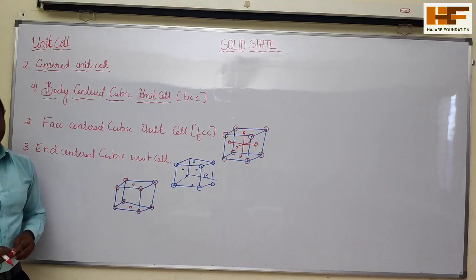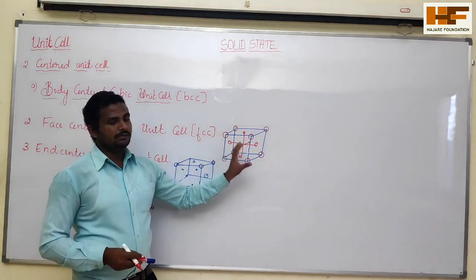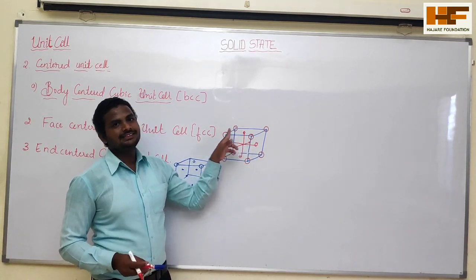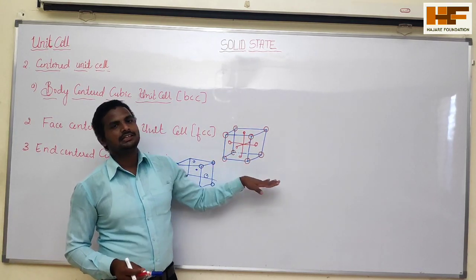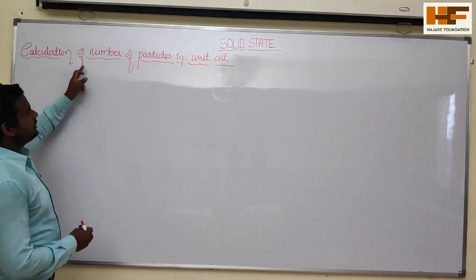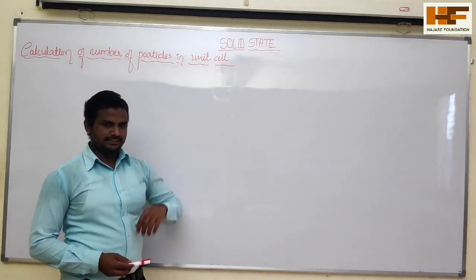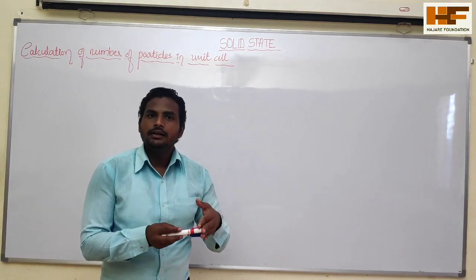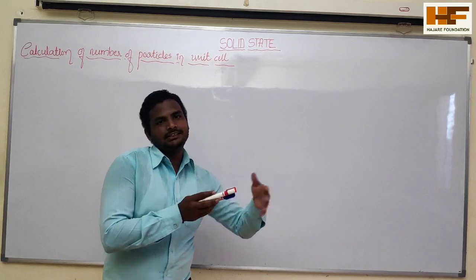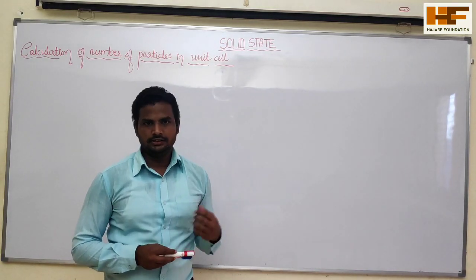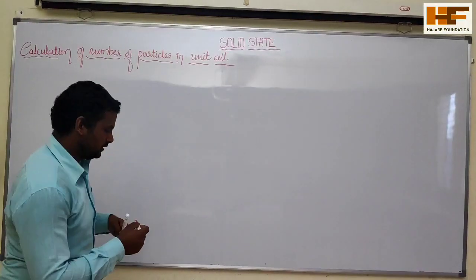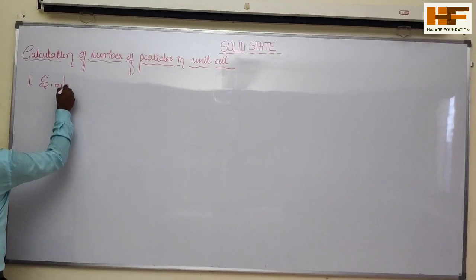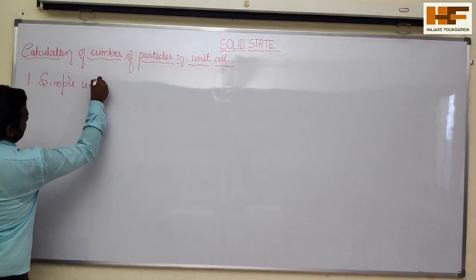So next start with the calculation of these atoms. How many atoms are contributing their parts in this cubic unit cell. So let's start with that one. Calculation of number of particles in a unit cell. If you consider the unit cell, how many particles are contributing their part, that will be calculated here. So in that first one, start with the simple unit cell.